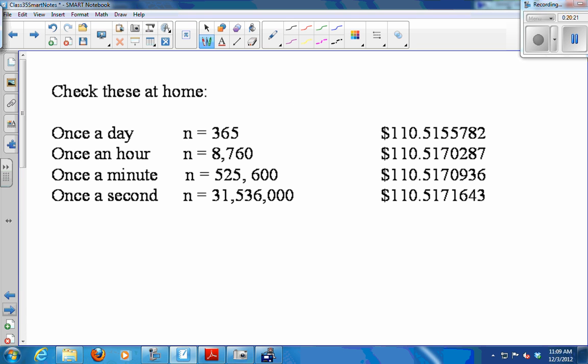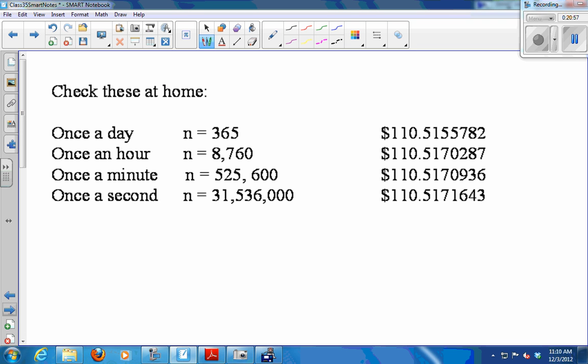So you can check these later at home. I did them once a day, once an hour, once a minute, and once a second. I calculated the amount in the bank if I compounded every single second. And it would be $110.51. So the surprising result is that your bank account does not grow arbitrarily large with the more compoundings. It has sort of this limit, this amount that it can't go above.